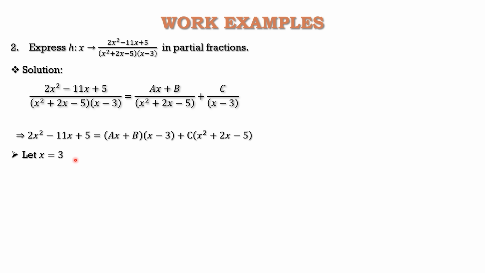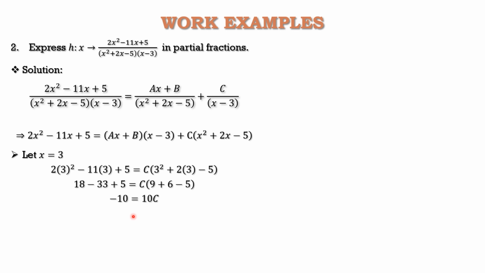So we can let x be 3 in order to cover up a and b to get c. In doing that, we are going to have an expression of this nature. Anywhere we see x, we put 3 there. So 2 times 3 squared minus 11 times 3 plus 5, and so on here at this particular section. So we have 3 squared plus 2 times 3 minus 5. Then we are going to have minus 10 equal to 10c. When you simplify the left side and the right side, that is what we are going to get as our answer. Then divide both sides by 10 to get c, and c is equal to -1.